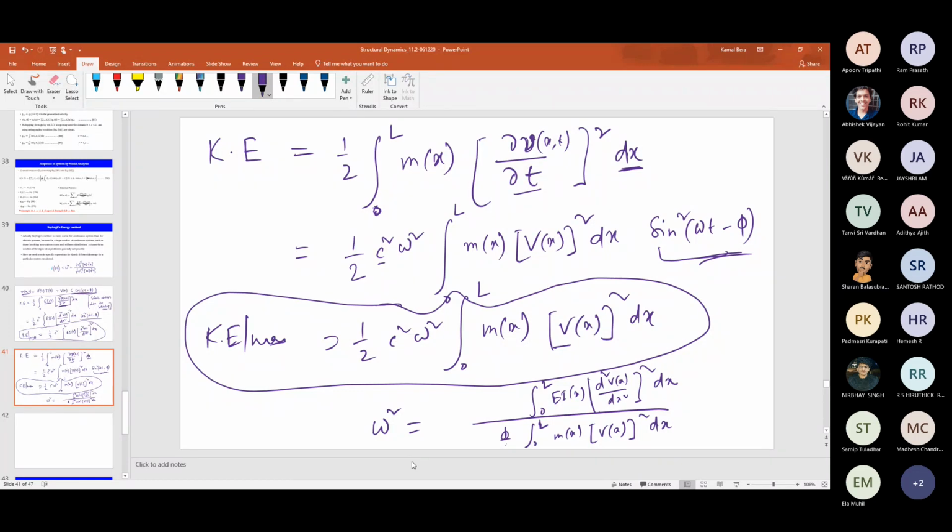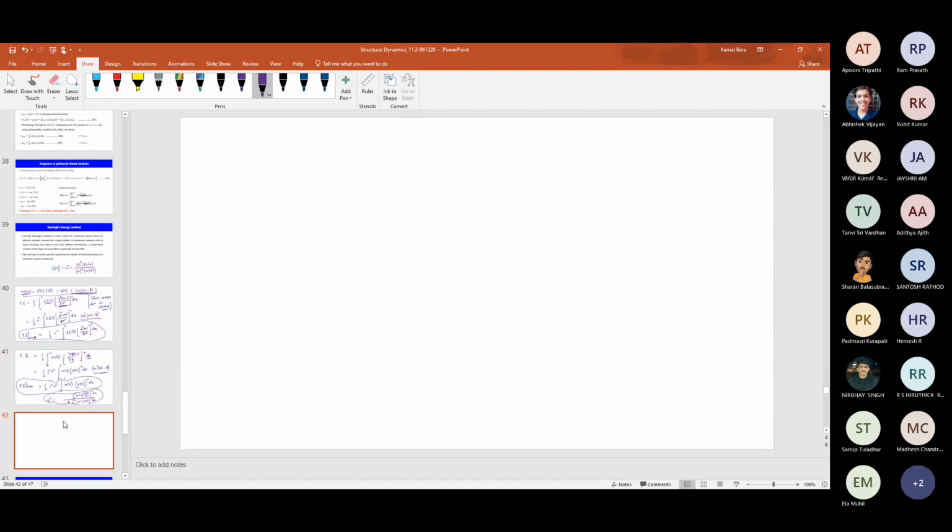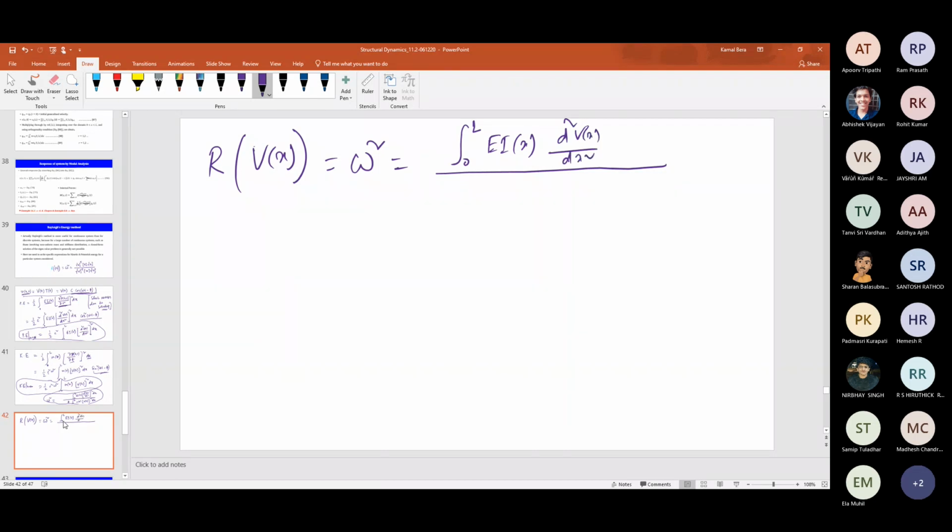Yes, sir. Okay, so this is nothing but your Rayleigh's quotient. I am just repeating here Rayleigh's quotient R, which is now a function of V(x), the eigenfunction. That equals omega square equals integral of 0 to L E I(x) d2 V(x) by dx2 whole square dx over integral of 0 to L m(x) V(x) square dx. So that is the Rayleigh's quotient.